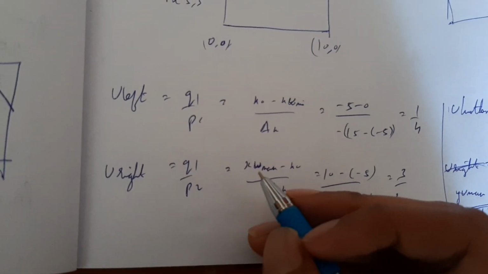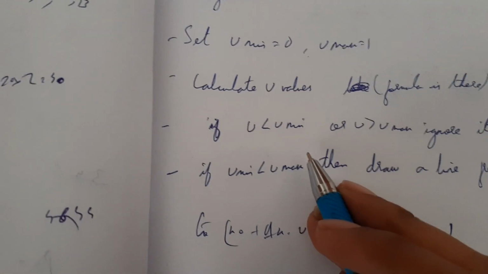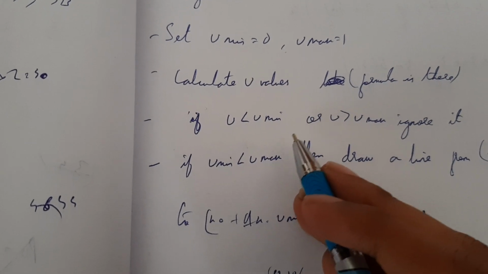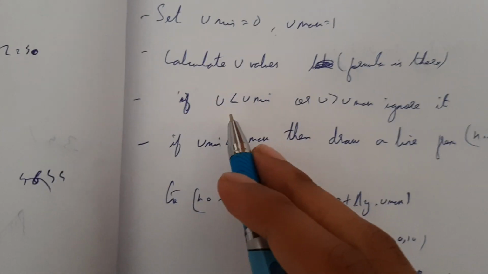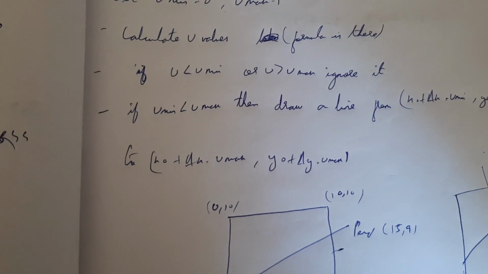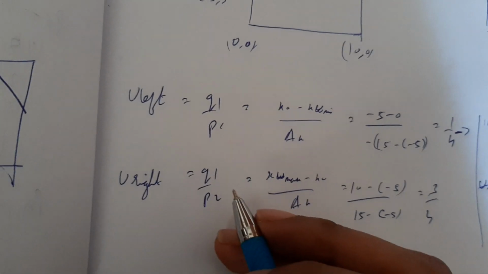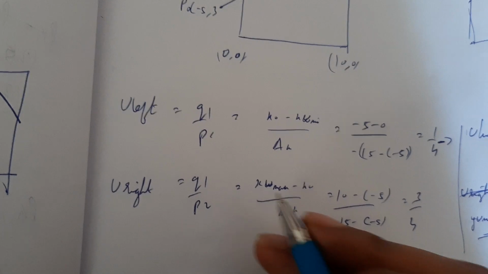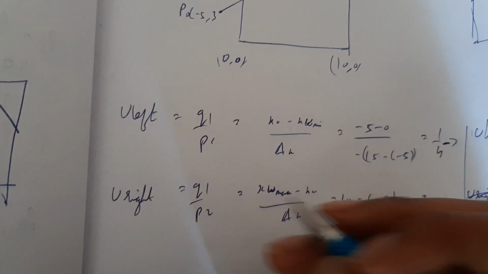Now we calculate u right. I forgot one thing first: does 1 by 4 satisfy the condition? Yes, it does. 1 by 4 is greater than u min and 1 by 4 is less than u max. So yes, 1 by 4 is greater than 0 and less than 1, so it satisfies and we consider this value. We just mark this. Now u right. The u right formula is x max minus x naught, divided by del x. Now it's clear. Here x is this coordinate.